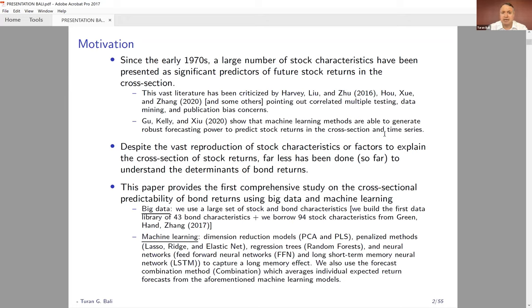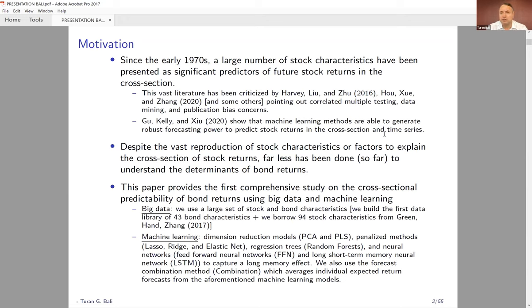And in this paper, we provide the first comprehensive study on the cross-sectional predictability of bond returns using big data and machine learning. But with big data, what I mean is not just borrowing 94 stock characteristics from Green et al., which is widely used. We developed the first data library of bond characteristics.